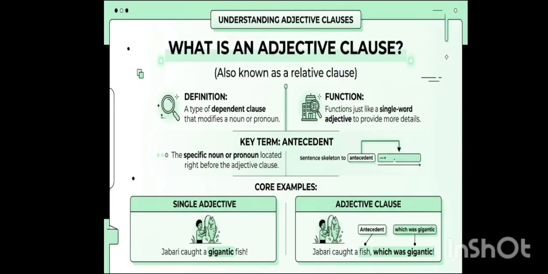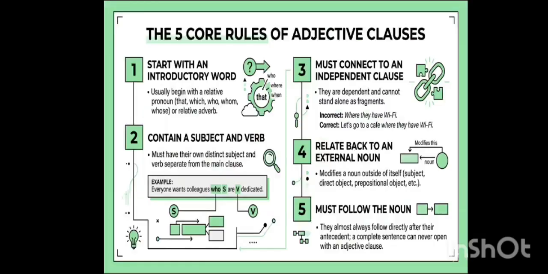Now, look at this very important key term, antecedent. The antecedent is simply the specific noun or pronoun that comes right before the adjective clause. In this sentence, fish is our antecedent. Yes. And check this sentence. "The book that I read was great." What is the antecedent here? Good. It's the book. Now, to build these clauses perfectly every time, we need to follow 5 core rules.